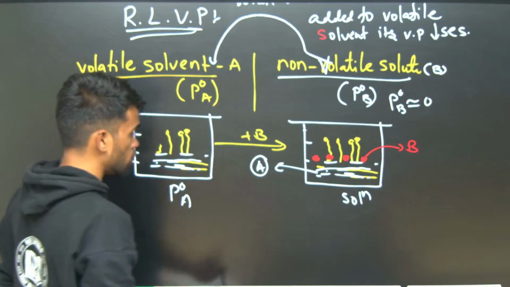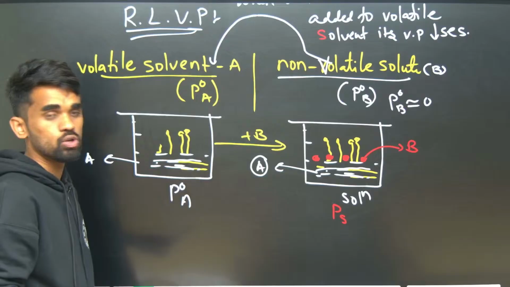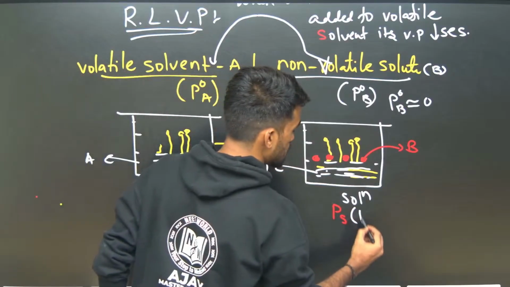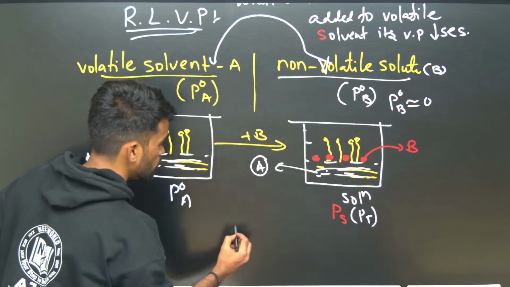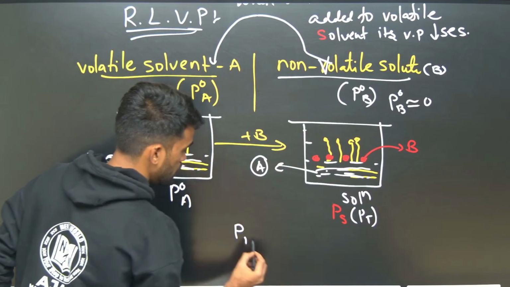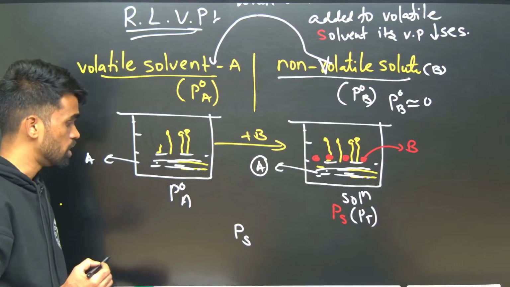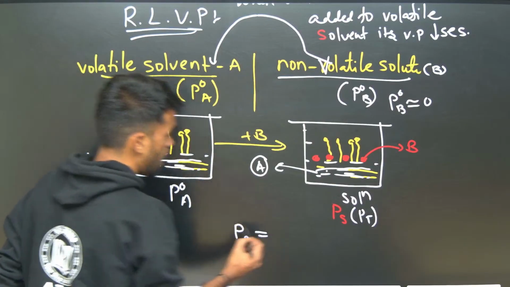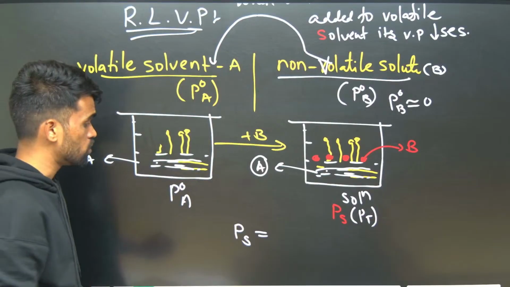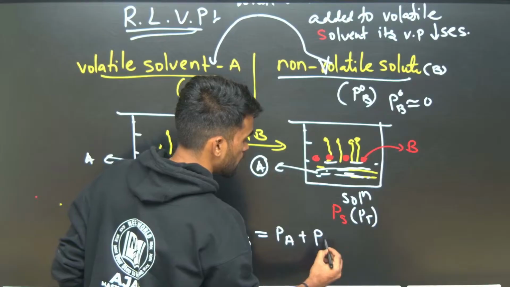Now for this solution I am saying PS is the vapor pressure of the solution, or we can also say P total. So the total vapor pressure of the solution, I can say P total, PT or PS. PS is equal to what? According to Raoult's law, what we have studied, P total equals PA plus PB, right?